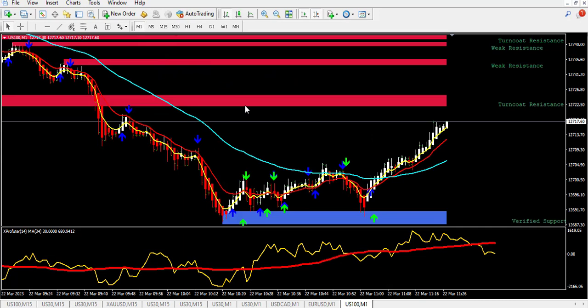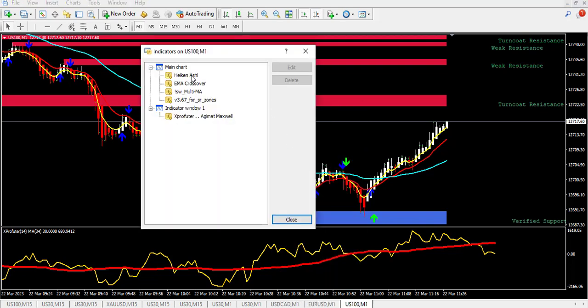This is for MetaTrader 4. I hope you understand how to use it. Now let me show you the settings for all the indicators, the forex tools I use for this particular strategy.